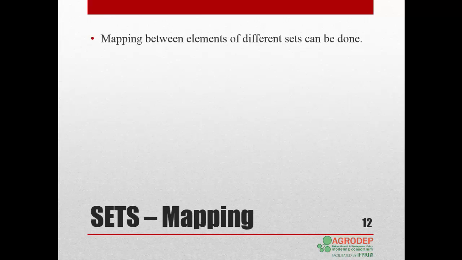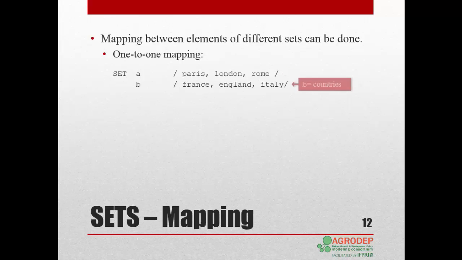Another tool used on set definition is the mapping between elements of different sets. It can be very useful in GAMS, as we shall see in advanced lessons. Let's start with a simple one-to-one mapping. We define two sets. Set A contains cities. Set B contains countries.